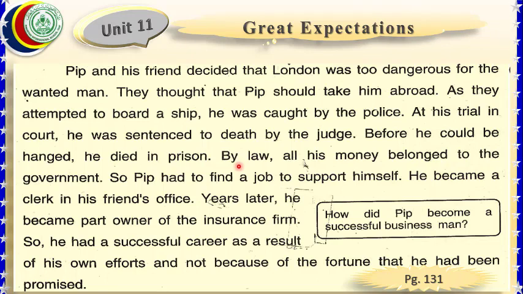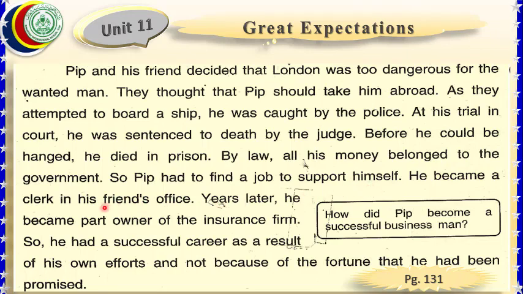By law, all his money belonged to the government. Yes. So Pip had to find a job to support himself. Now, Pip had nothing. In fact, the prisoner could not transfer his property to Pip in his life. He went to the prison and died. That is why the whole property of that prisoner went to the government.